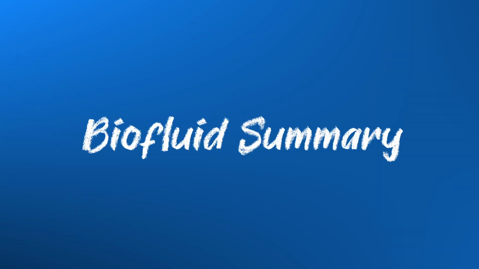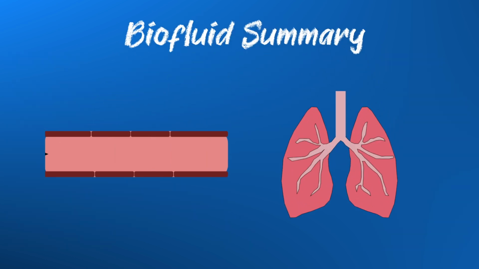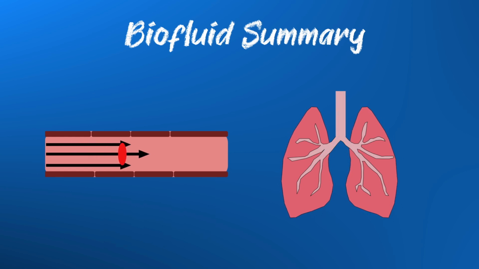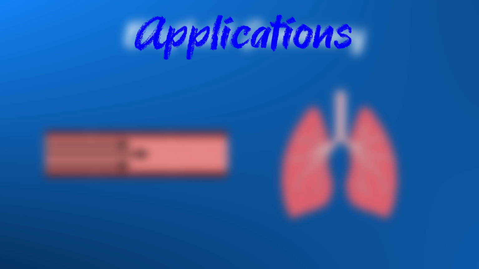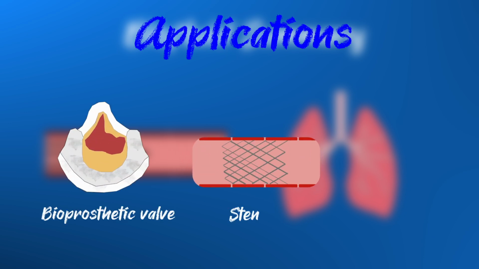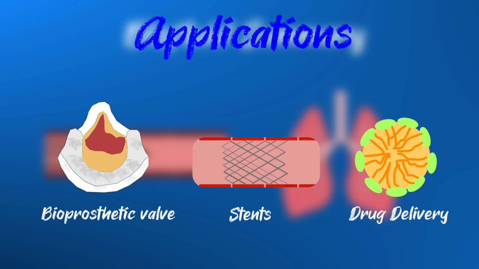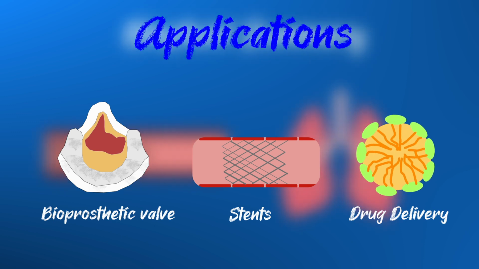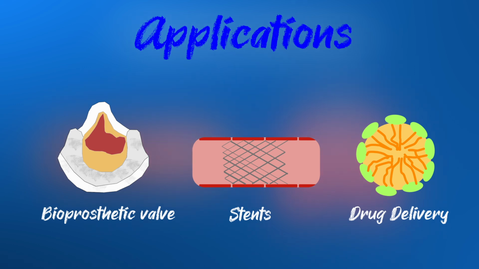Bringing it all together, in summary, biofluid mechanics is studying how fluids such as blood and inhaled air interact with biological systems like our cardiovascular system and pulmonary system. Some examples of applications of biofluid mechanics include designing heart valves, stents, and drug delivery methods such as colloidal particle systems and nano carriers. The applications of this field are vast and growing. We'll be exploring more into the different applications in future videos in the series.